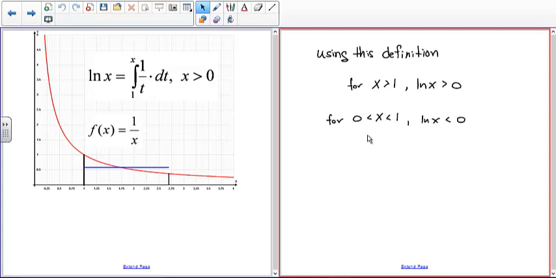And for x less than 1, you still have an area, but because the upper limit will be less than the lower limit, you get a negative area associated with this part of the curve. So even though I have a positive area underneath the curve, because I'm integrating from 1 to a lower number, I get a negative result. Okay, so that's how we define the natural logarithm.